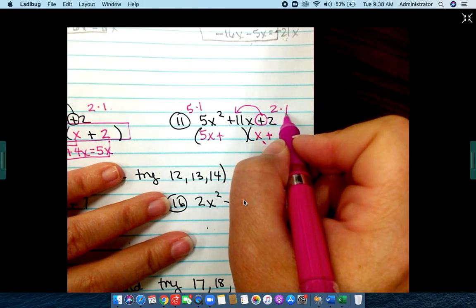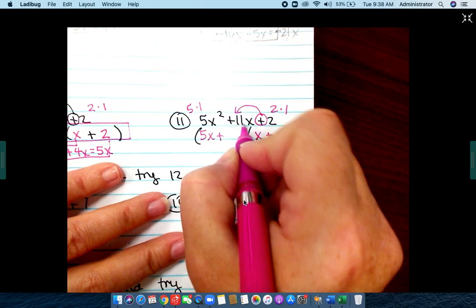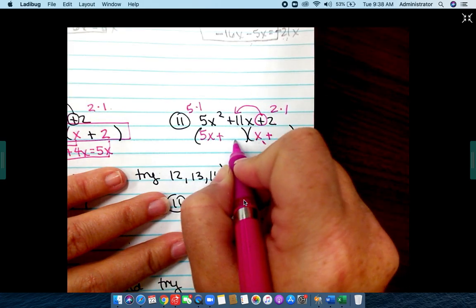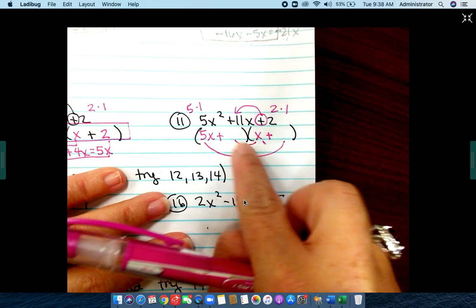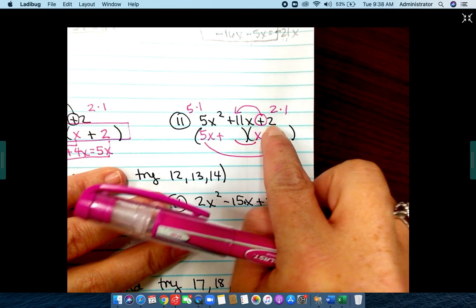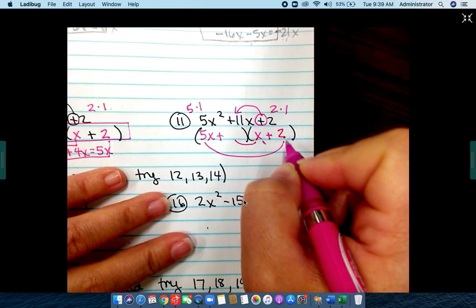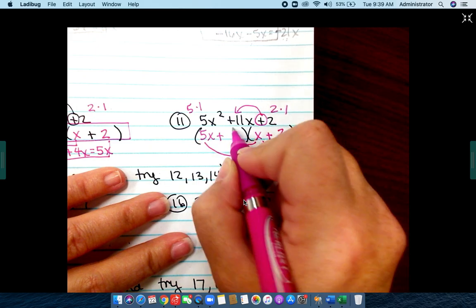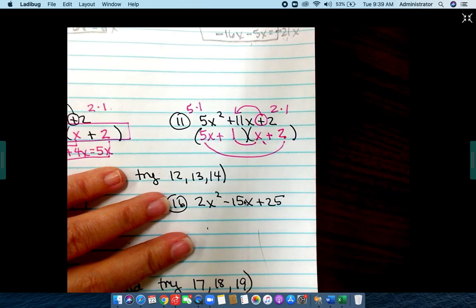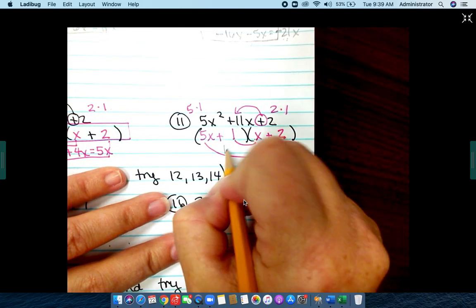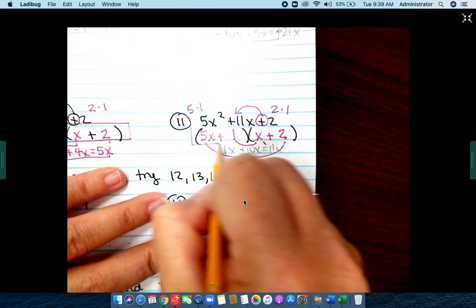And then 2 and 1, I could put it either place and try it, but my goal is to get 11. So if you are starting to understand the process, you'll understand that you want the product of these two plus the product of these two to combine to give you the 11. If I do the 2 here, that'll give me 10, and then I put the 1 there. And that gives me 1 to add to the 10 to get 11. So again, this is 1x plus 10x makes 11x, so this answer is correct.